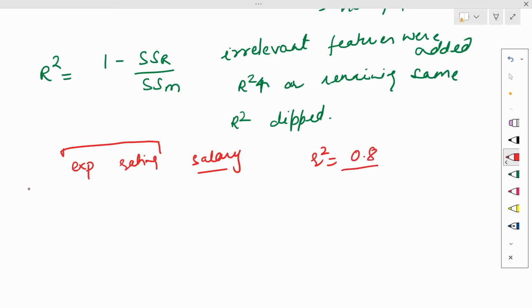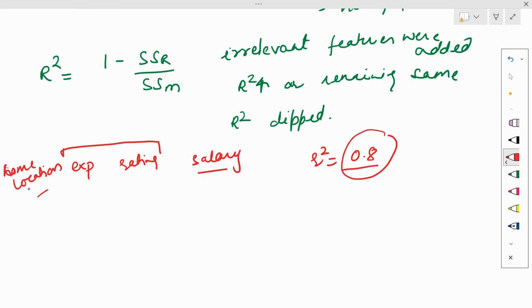But now if one more feature is added here, which is home location. In the real world, there should not be any impact of home location on the salary of a particular employee. So adding one more feature should decrease the R square value. But that is not the case with R square.